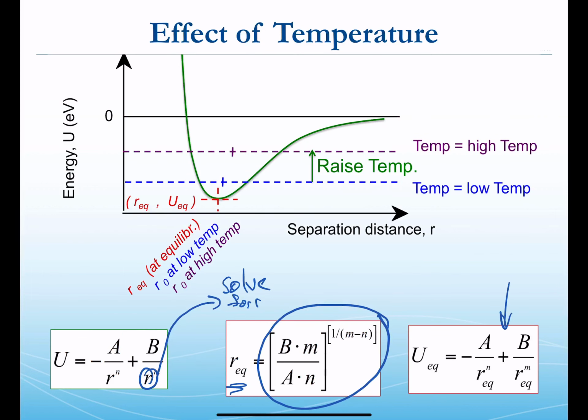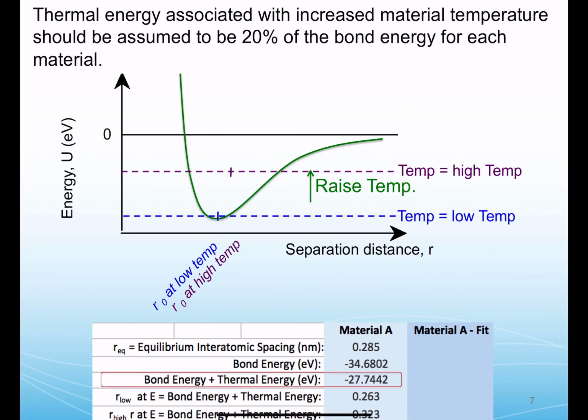The next part of the exercise is to use those two values, specifically the bond energy value, to help us with a temperature condition for the next part. So we're going to assume that the thermal energy associated with the increased material temperature is going to be 20% of the bond energy. So that is, we're going to climb here a value that's a fifth as deep as the well.